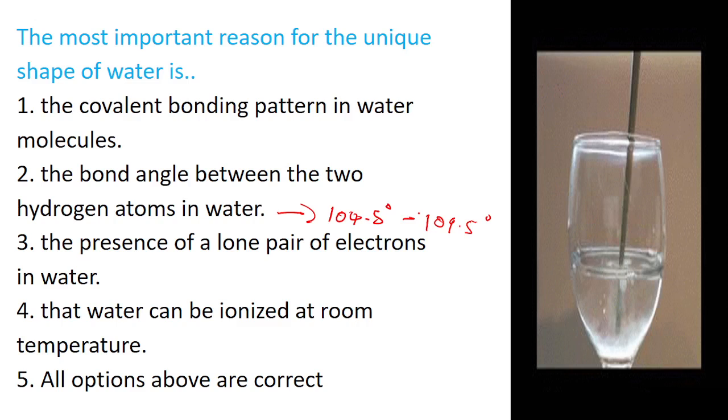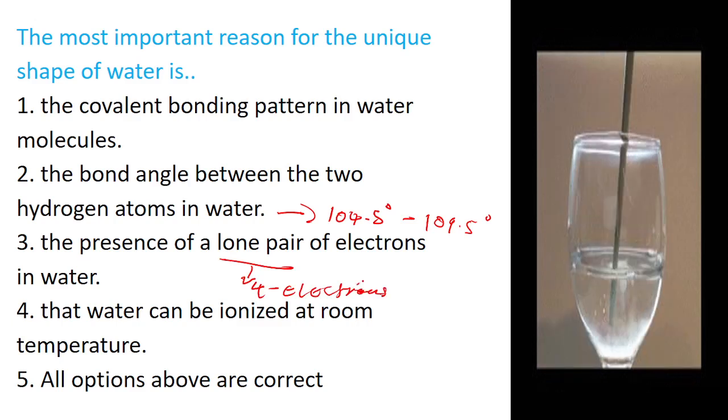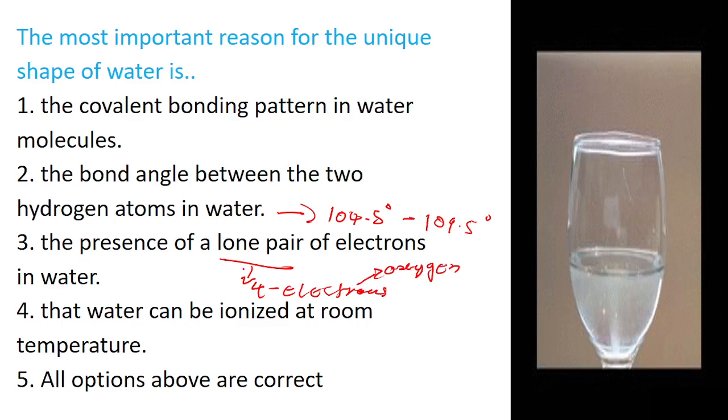You need to understand that we have 4 electrons that are pending, and these are the lone pairs of electrons on oxygen. Oxygen has 4 lone electrons, because a pair means 2, so it has 4 pending electrons. And then the other one, that water can be ionized at room temperature.